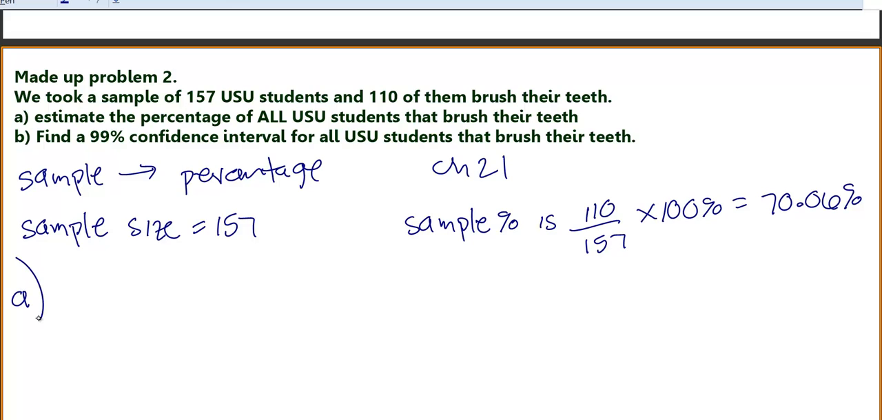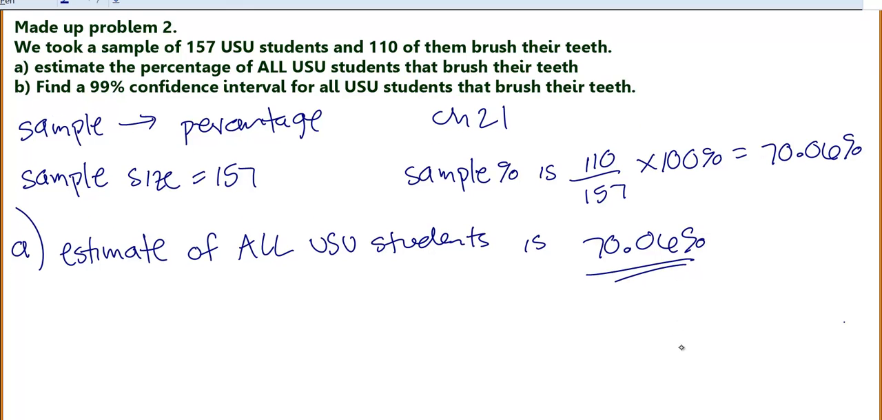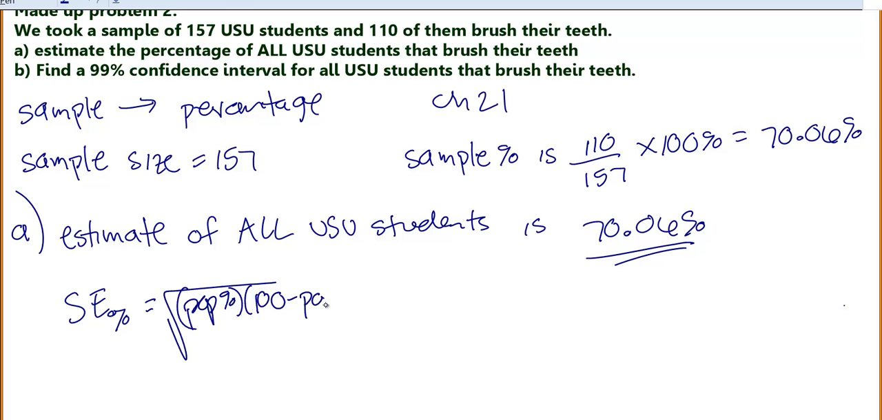So for A, estimate the percentage of all USU students. Our estimate of all USU students is 70.06%. But I'm not going to be content to stop there. I'm also going to want to find my standard error. The standard error for my percentage is the square root of your population percent times 100 minus the population percent, over the sample size.